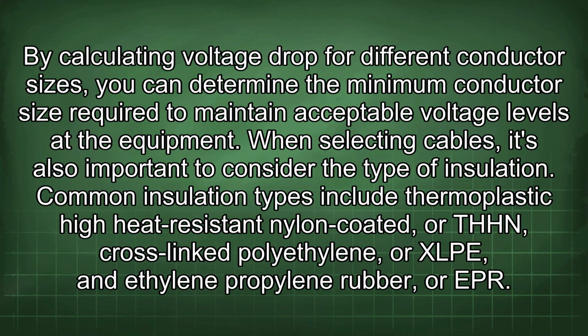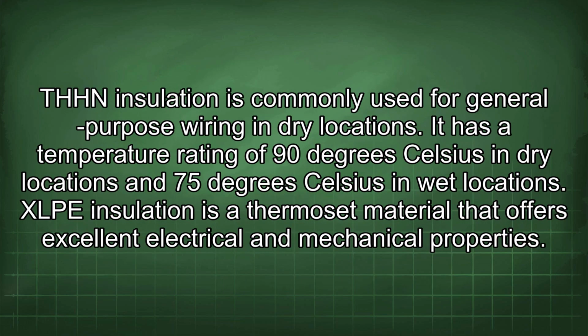By calculating voltage drop for different conductor sizes, you can determine the minimum conductor size required to maintain acceptable voltage levels at the equipment. When selecting cables, it's also important to consider the type of insulation. Common insulation types include thermoplastic high heat resistant nylon coated, or THHN, cross-linked polyethylene, or XLPE, and ethylene propylene rubber, or EPR. THHN insulation is commonly used for general-purpose wiring in dry locations.